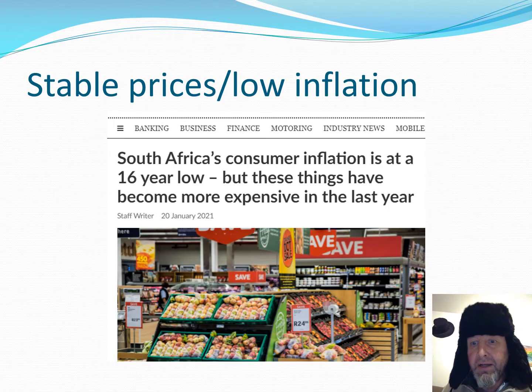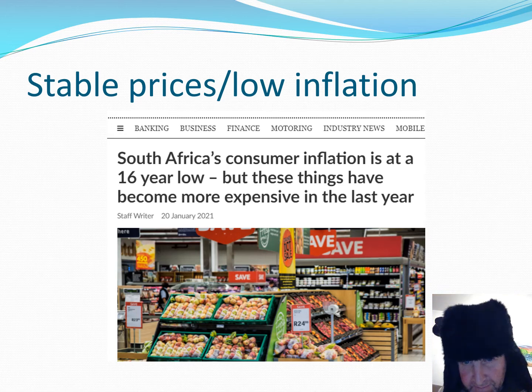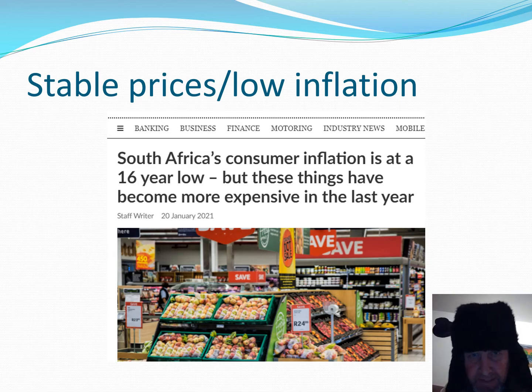So, the idea of stable prices, low inflation. Apparently on the 20th of January 2021, South Africa's consumer inflation is at a 16-year low. But some things have become more expensive in the last year. I see some potatoes, I see some apples. Interesting.